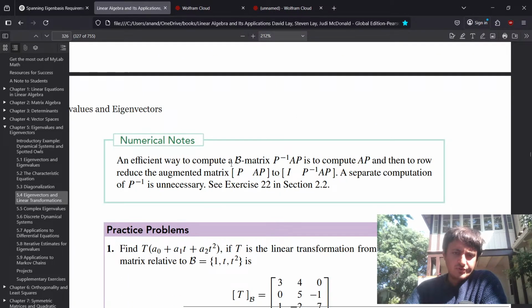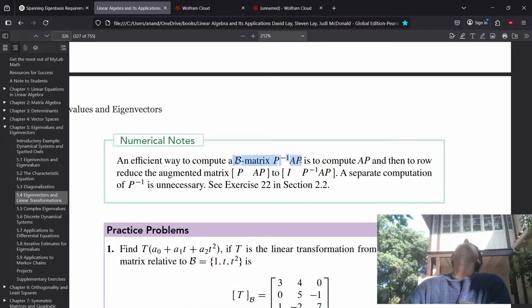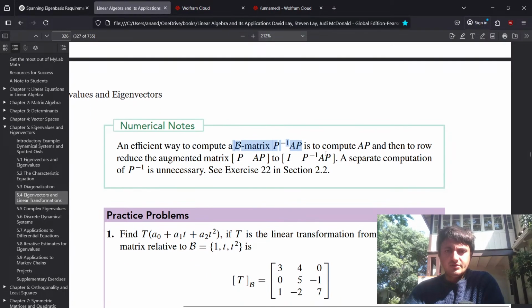An efficient way to compute the B matrix P inverse AP is to compute AP, then row reduce the augmented matrix. Oh, interesting. I'll write that down.